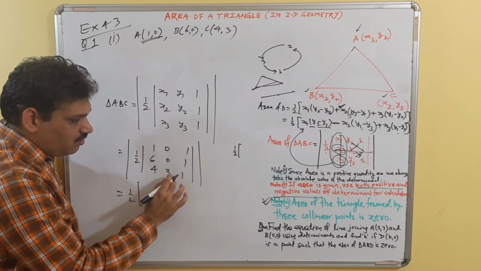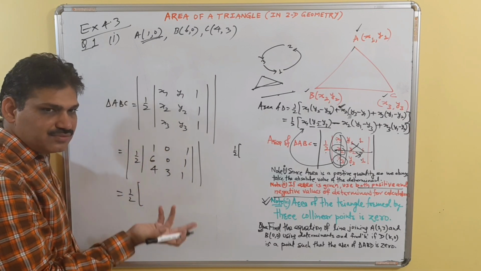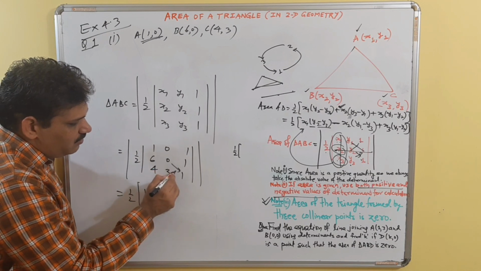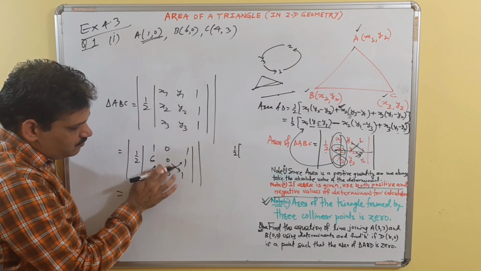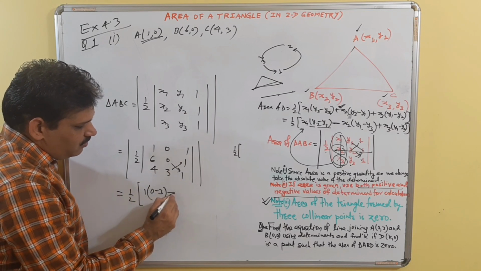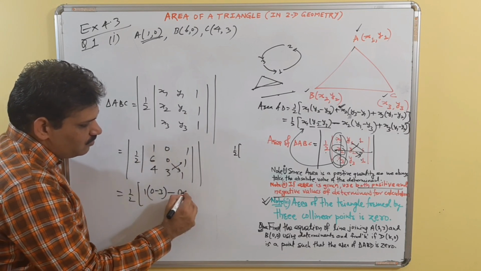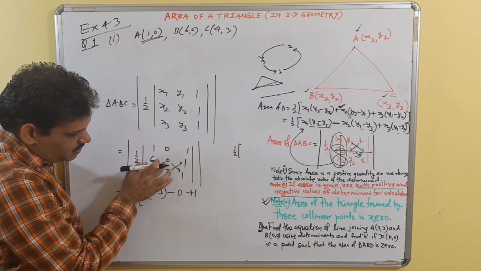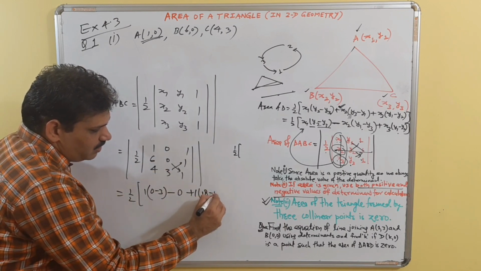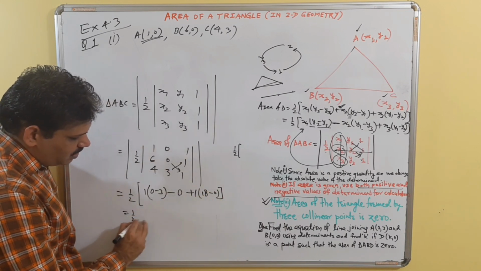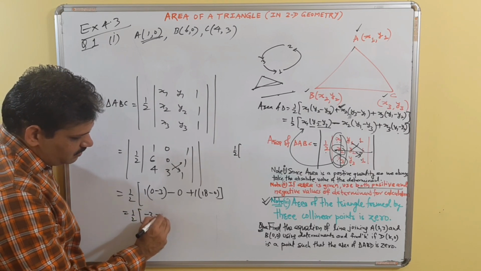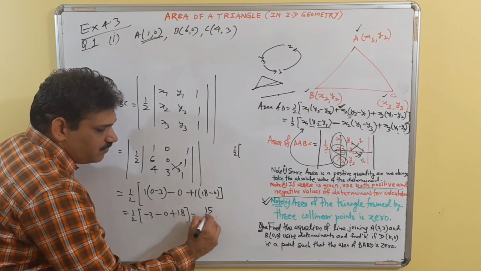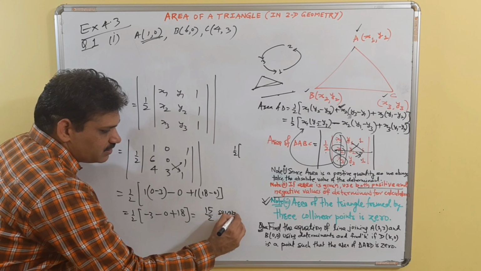You can expand it along the second column, because the second column contains 2 zeros, but we can also do it along row 1. So 1 multiplied by 0 minus 3, minus 0, plus 1 times, when we eliminate this, 6 times 3 is 18 minus 0. So here half of minus 3 minus 0 plus 18, that is nothing. 18 minus 3 is 15. So 15 by 2 square units.